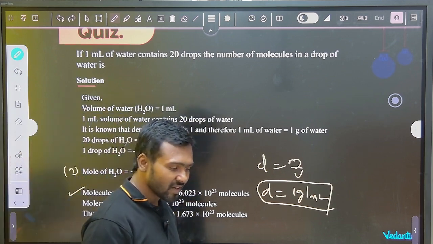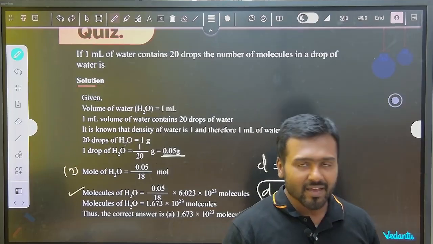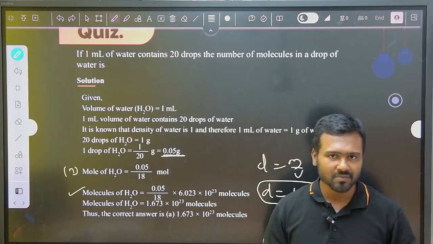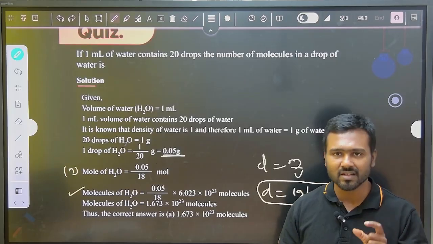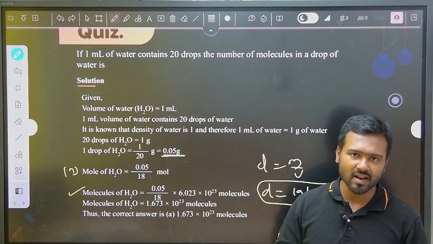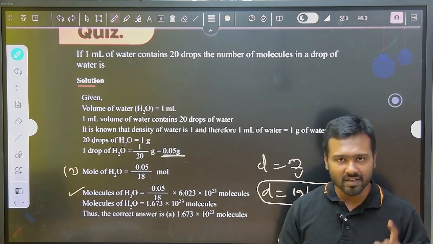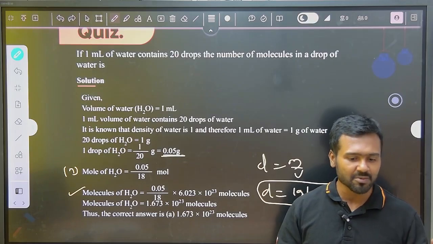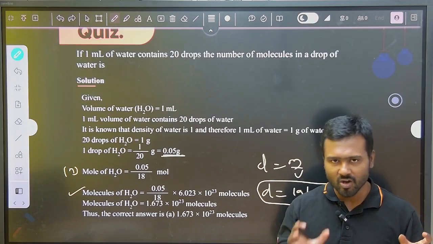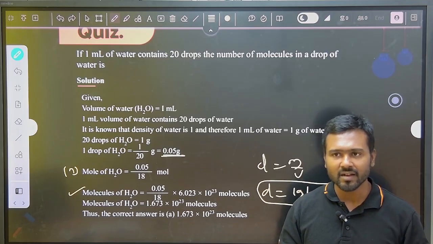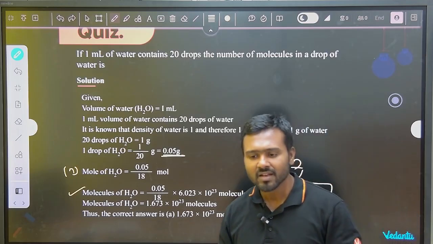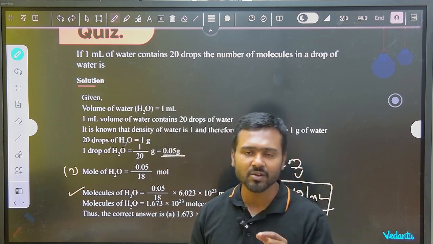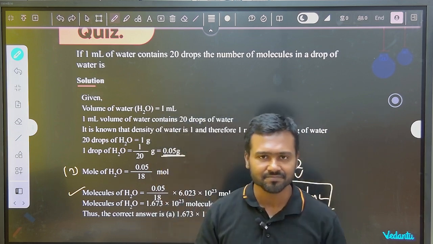Here, the 1 ml we are considering as 1 gram because the water density is 1 gram per ml. So you have to take 1 ml as 1 gram, and in that 1 gram there are 20 drops. So you have to find the weight of 1 drop: 20 drops weigh 1 gram, then how much is 1 drop? Find that as the number of moles, and once you find the number of moles, you can find how many molecules are present.